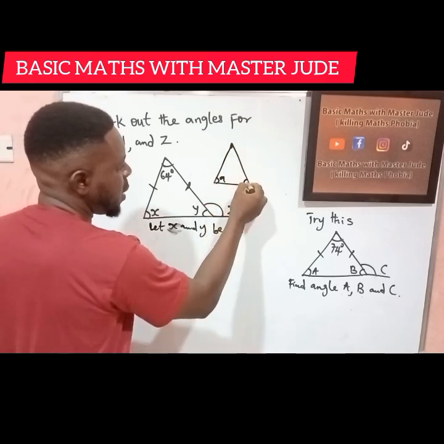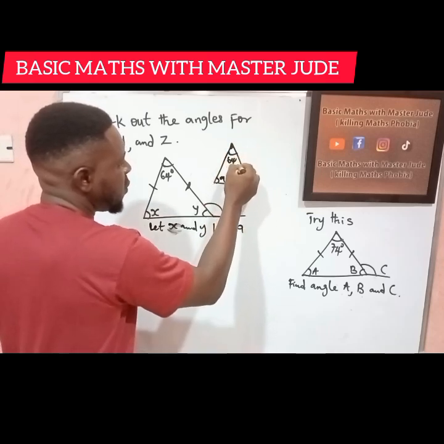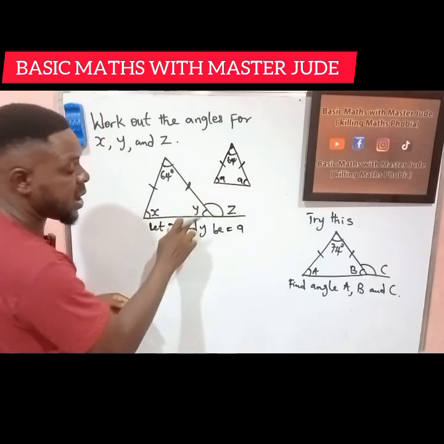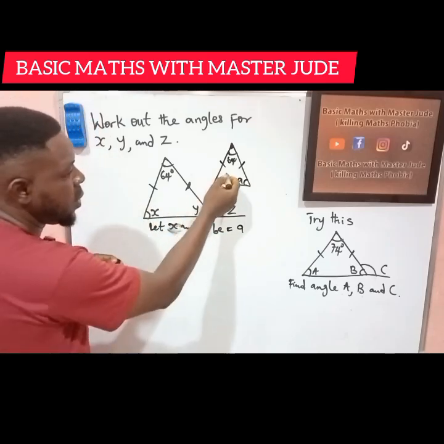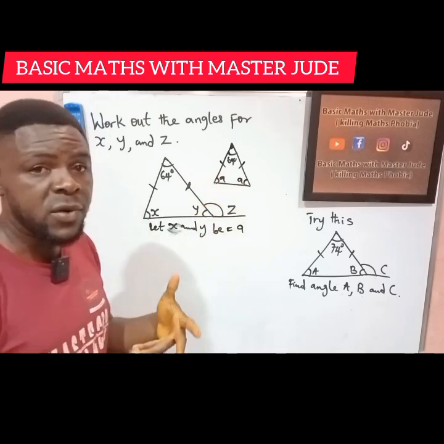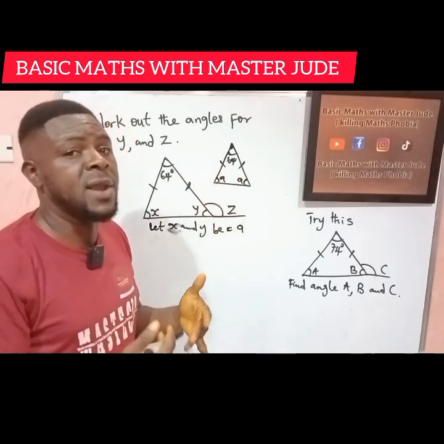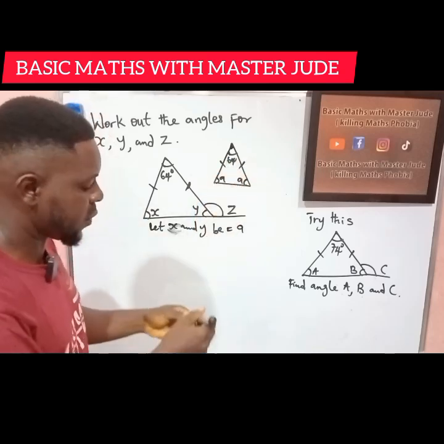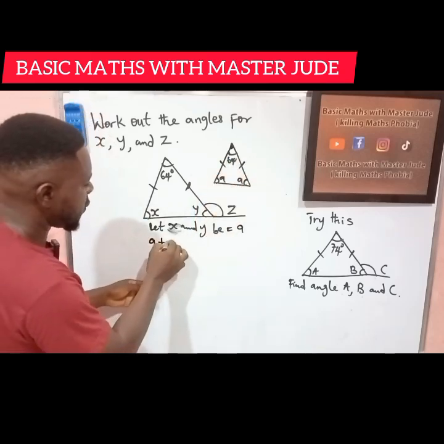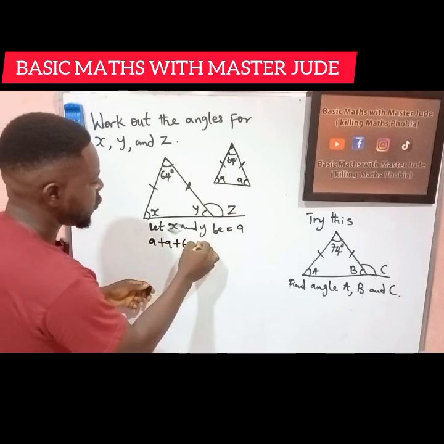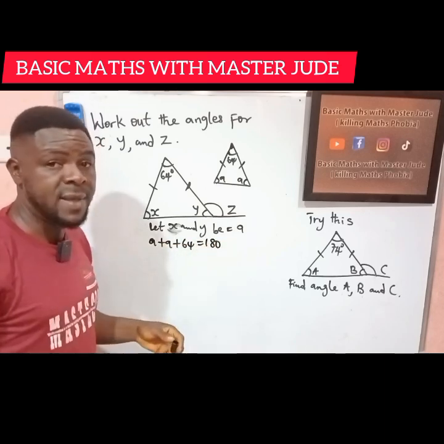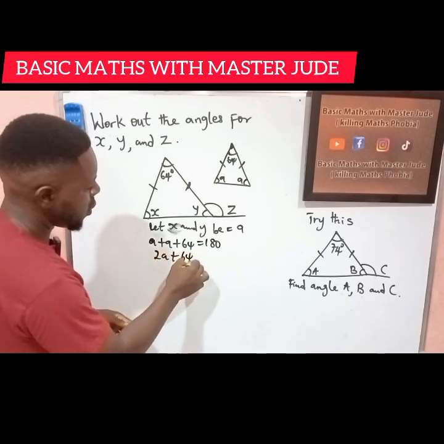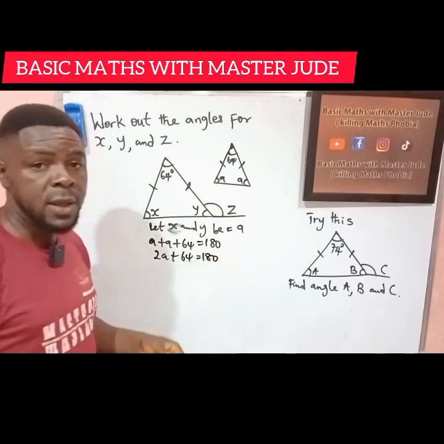This is angle A, then 64. Then this is equal to this. So we are using A to replace X and Y. Now, I will know that one of the properties of triangle says that the sum of angles in a triangle is 180 degrees. So the sum of this is 180 degrees. So I'm going to have A plus A plus 64 equal to 180 degrees. Now, A plus A will give me 2A plus 64 is equal to 180 degrees.